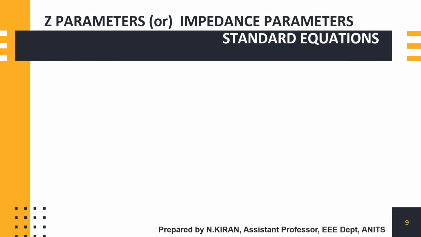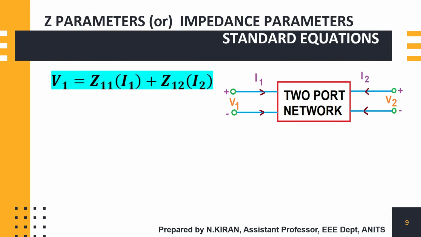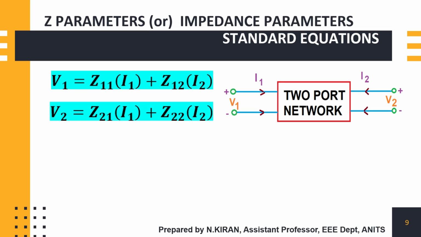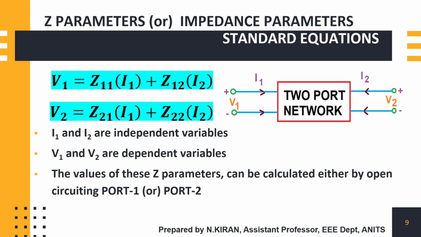The standard equations for Z parameters or impedance parameters are V1 is equal to Z11 I1 plus Z12 I2. The second standard equation for Z parameters is V2 is equal to Z21 I1 plus Z22 I2, where I1 and I2 are independent variables, whereas V1 and V2 are dependent variables.